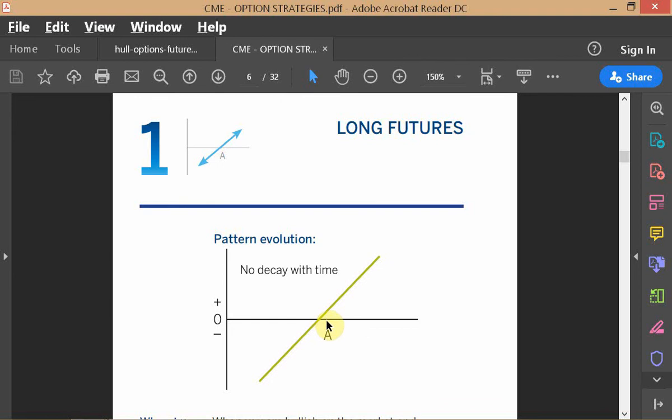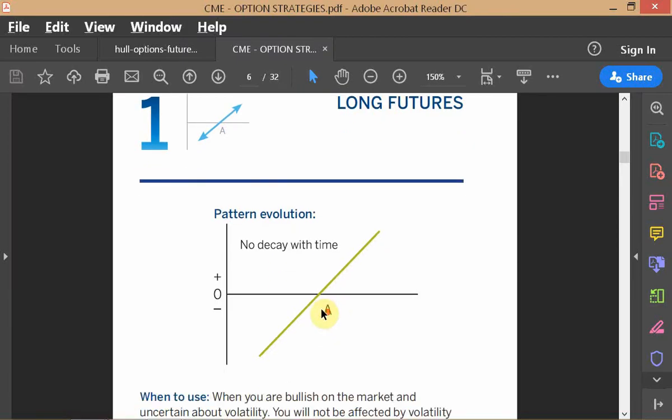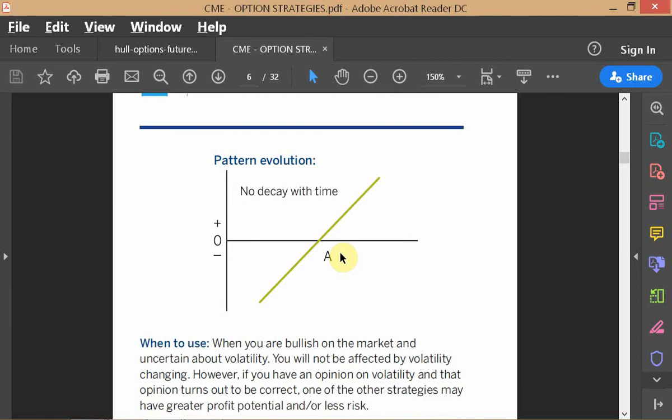K is the same as A over here. A is just indicating a price. It could be 100, 80, whatever it is. Instead of A, I've written K. Long underlying at K. Let's go with this chart and look at A. If I'm long at A, let's say A is equal to 100, when the market rises above 100, I'm making money. So basically, what am I trying to do?